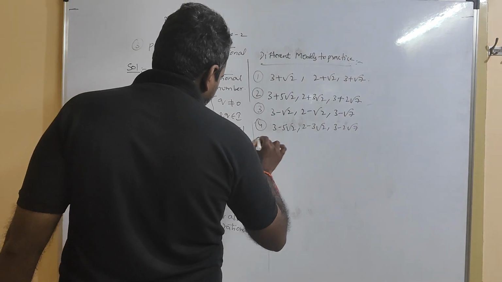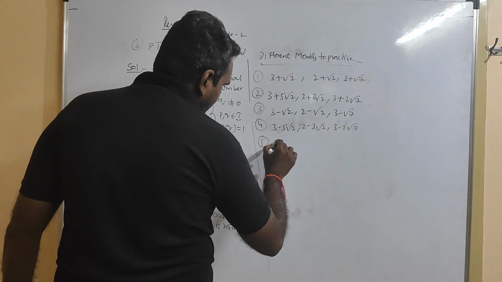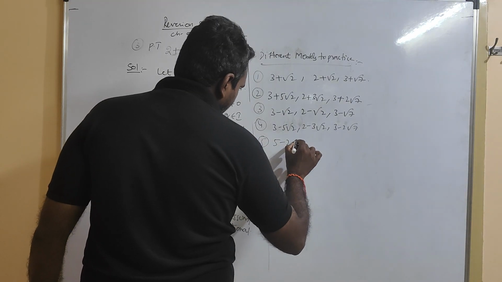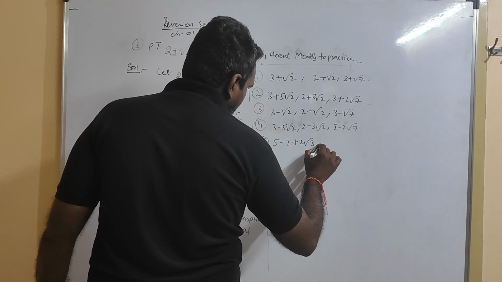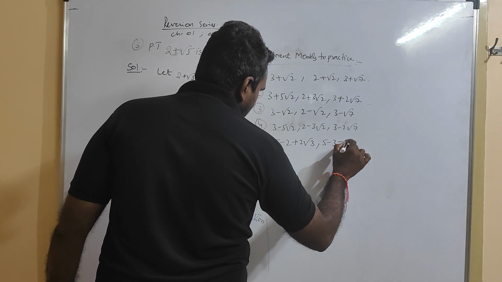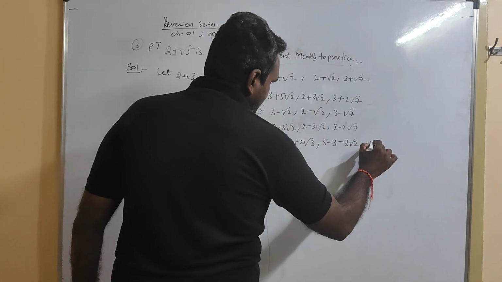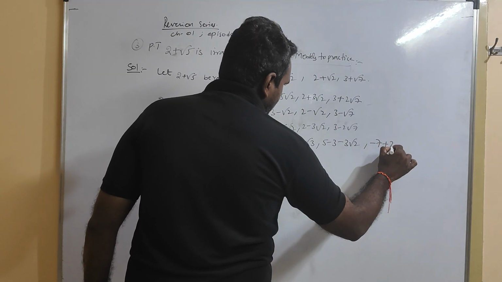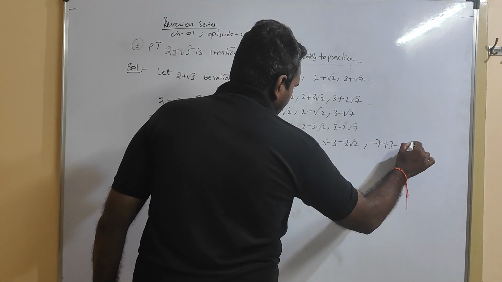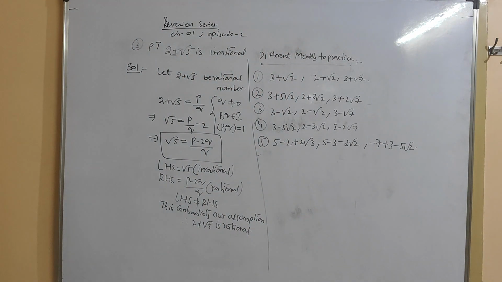And the fifth one is, to confuse you, they will give you like this: 5 minus 2 plus 2 root 3, and 5 minus 3 minus 3 root 2. Next, minus 7 plus 3 minus 5 root 2. Like this they will give, for you to confuse, that's all. Fifth one, a little one step I will tell you.